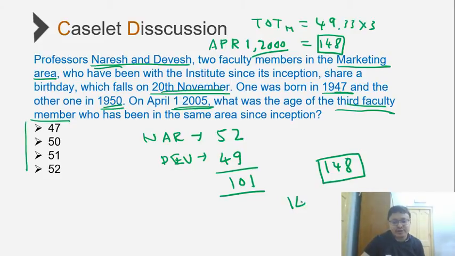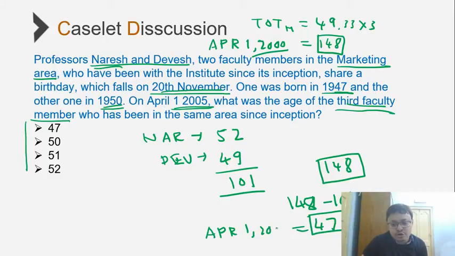his age will be the difference between the two. 148 minus 101, which is 47. But this 47 is as on April 1, 2000. On April 1, 2000, the age of the third faculty is going to be 47.